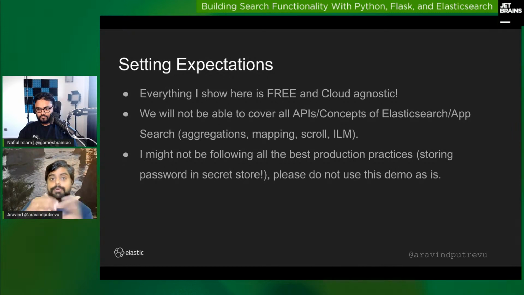For example, there are so many aggregations that we'll not be able to cover, but I'll talk about them and show you if possible. We also have mapping related stuff, and there are more different types of fields in Elasticsearch now, like runtime fields and different search related fields like suggesters. That is another 45 minute discussion. Scroll and ILM are interesting concepts as well. I might not be following the best production practices, like storing passwords in a secret store when it comes to sending logs. So please don't use this demo as is, just some advice there. But I could share some best practices when it comes to Elastic. Please feel free to ask questions again.